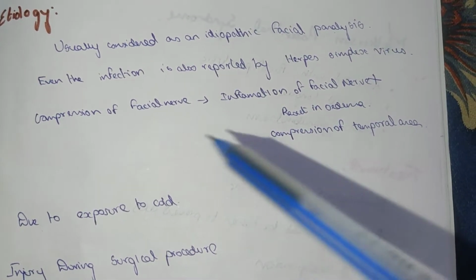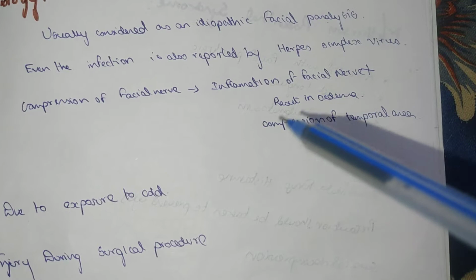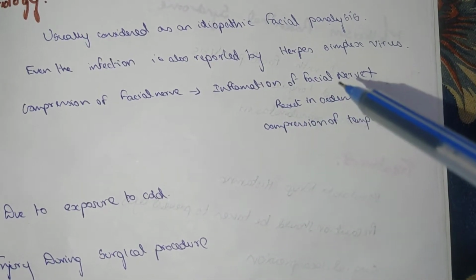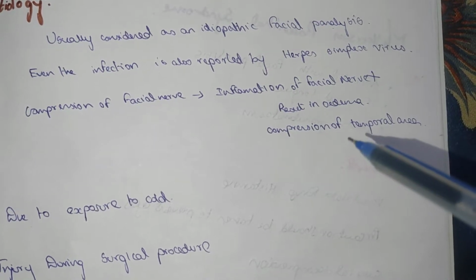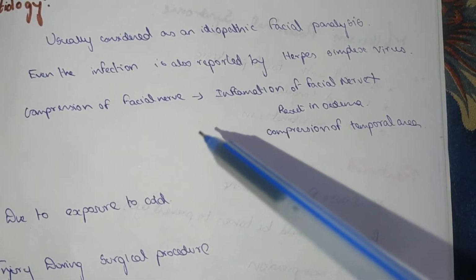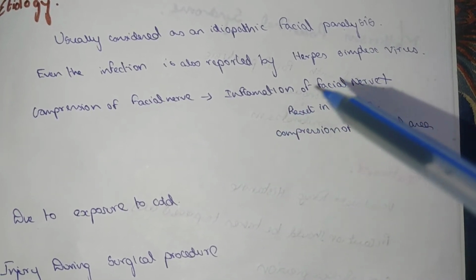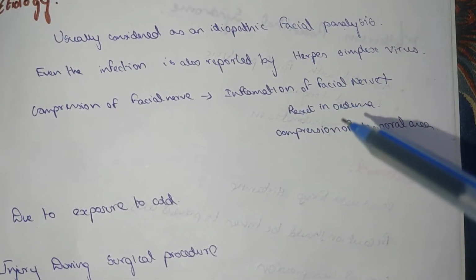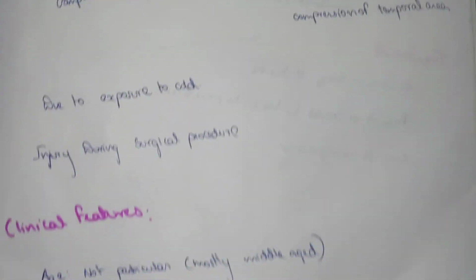Compression of the facial nerve means when there is any inflammation near the facial nerve, which results in edema. So there is compression in the temporal area. So the facial nerve is compressed, so that this nerve, supplying many areas, gets paralyzed. So it is known as facial nerve paralysis.